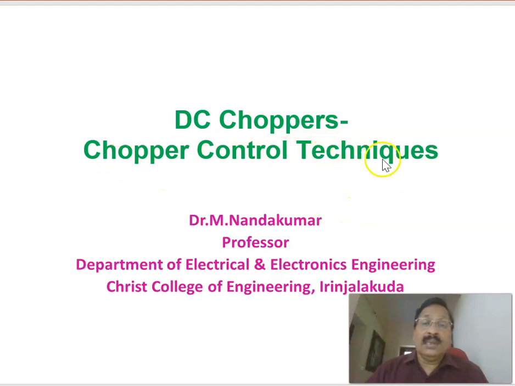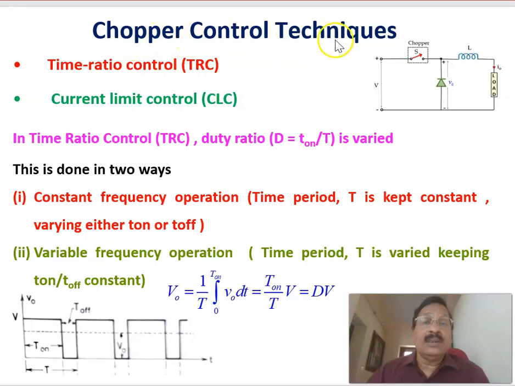In this presentation, I'll be explaining different chopper control techniques. Now let us see the different control techniques of the chopper. One method is called the time ratio control method, or TRC. The second one is called the current limit control method, CLC. TRC and CLC are the two methods to control the chopper.